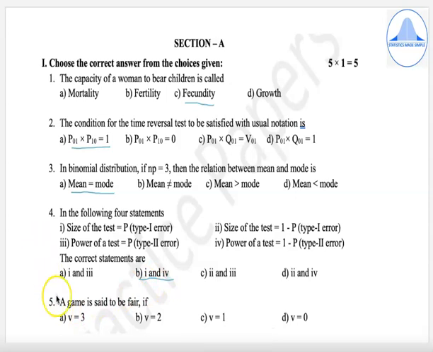Fifth question: a game is said to be fair if A, value of the game is 3; value of the game is 2; value of the game is 1; and value of the game is 0. The game is said to be fair when the value of the game is 0. So the correct option is D.